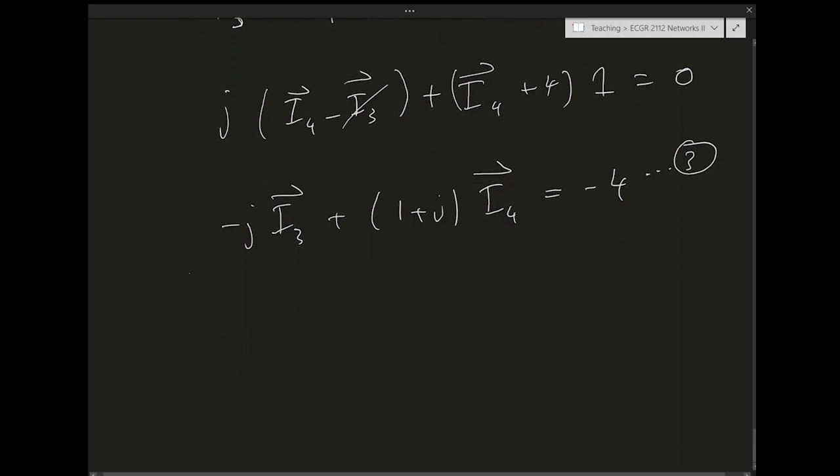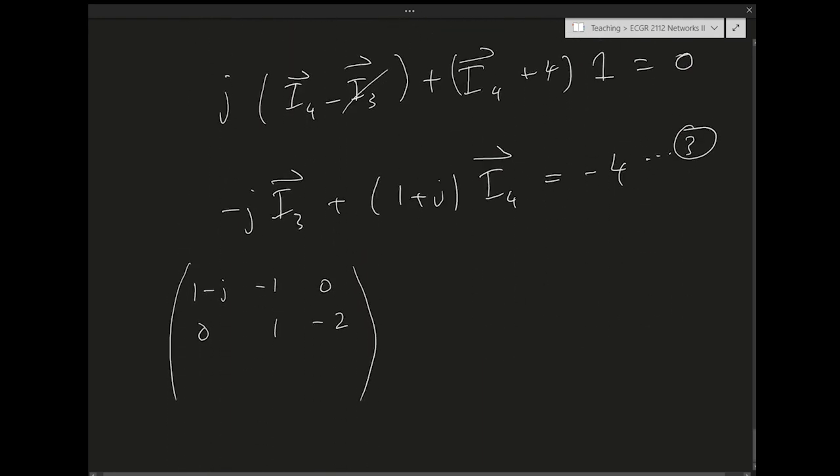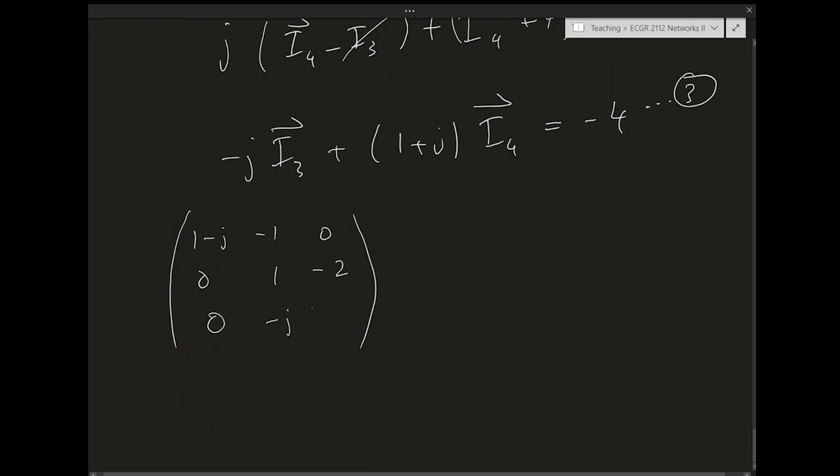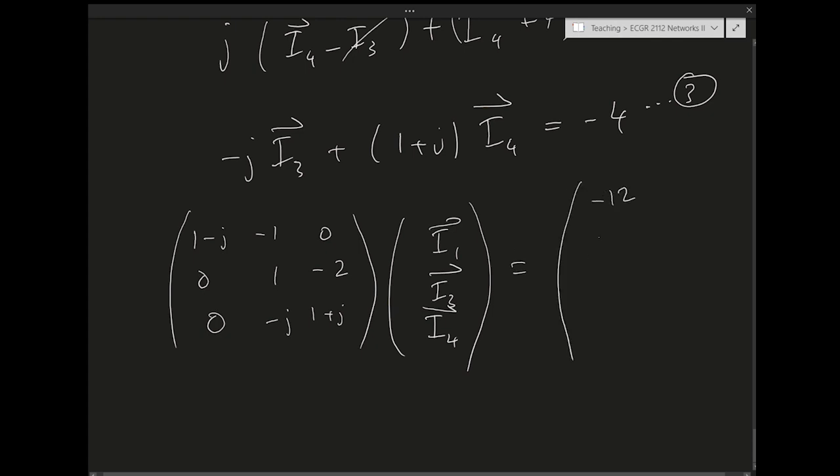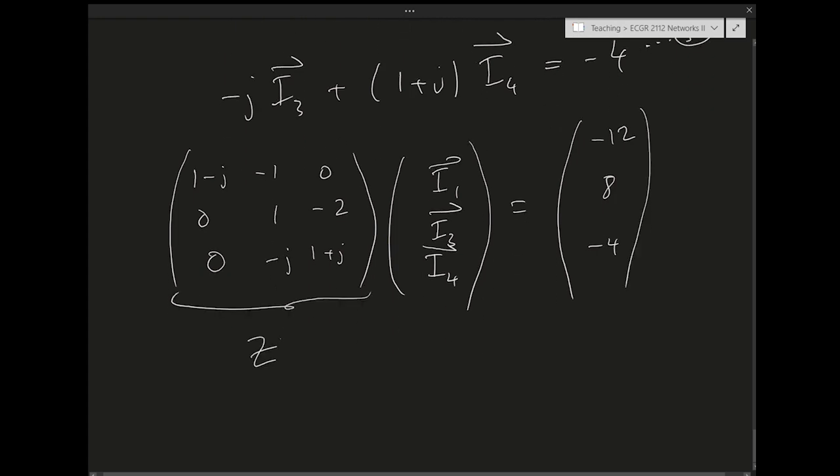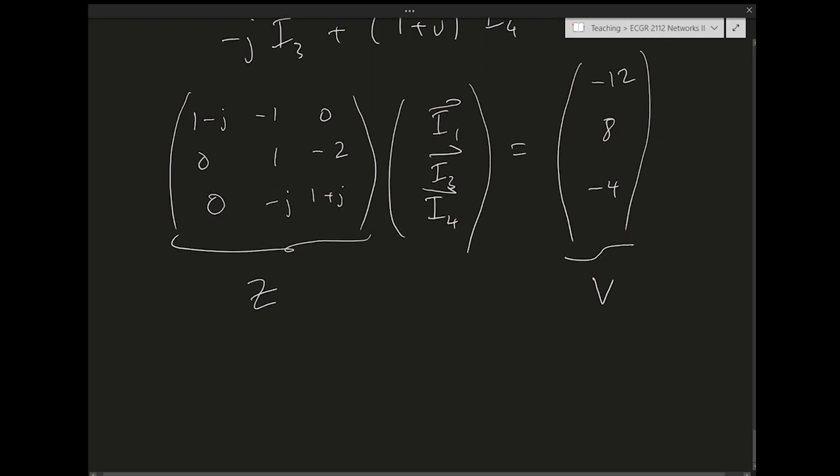That's it. And now I just construct my matrix system. So I have 1 minus J, minus 1, 0, 0, 1, minus 2. Those are the coefficients. And then 0, minus J, 1 plus J, and I'm solving for I1, I3, I4, and this equals minus 12, 8, minus 4. This is the Z matrix. This is the V matrix, and all I have to do now is to go to MATLAB to solve this.